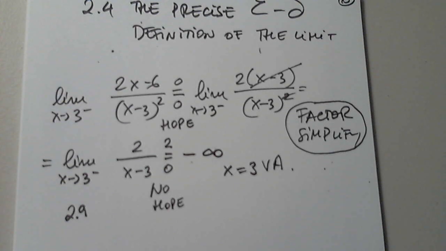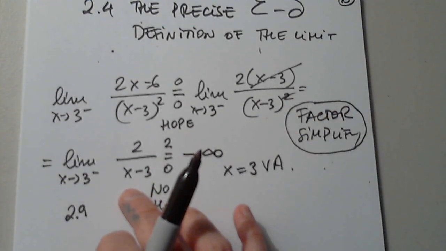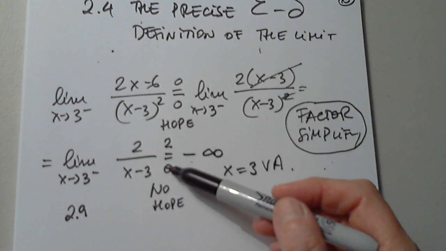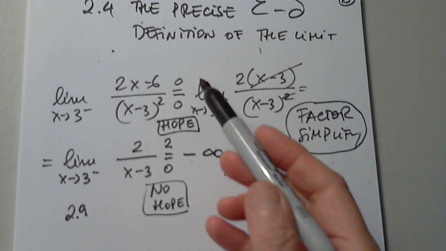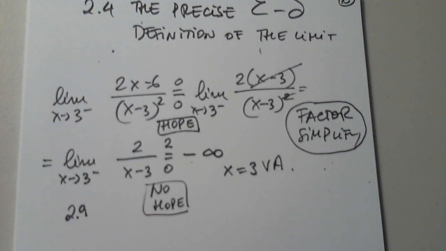Well, I simplified in mine, but I didn't get the chance before I submitted. So you have to simplify and you have to get here. And then you realize it's 2 over 0. Right. So this one has no hope. This one does. But hope does not mean that it exists. Keep that in mind.